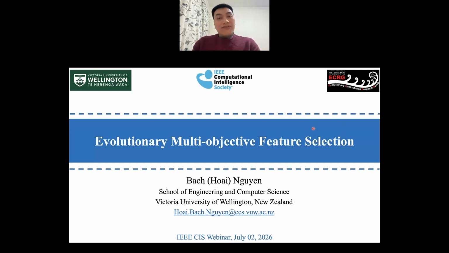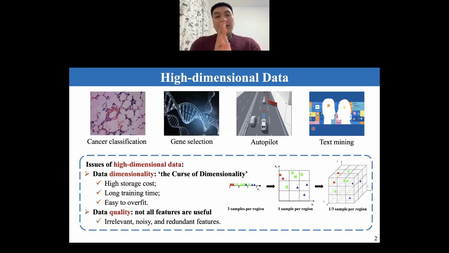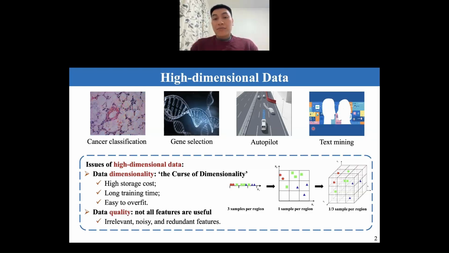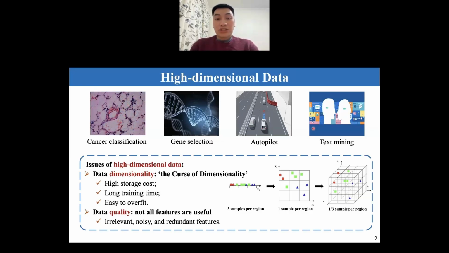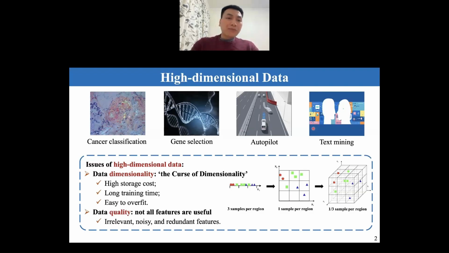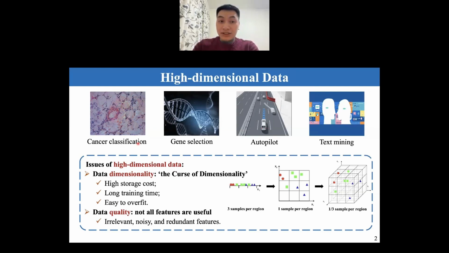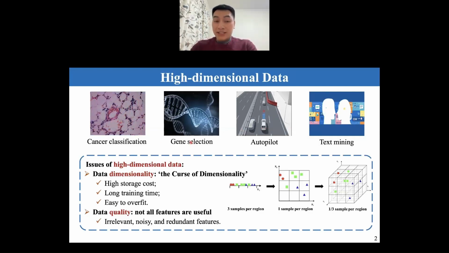Okay, so let's start from the motivation of feature selection. We are currently in the era of big data, right? With a lot of data, we have much information or characteristics, which I sometimes call features, that let us train a machine learning model. For example, we can train a classifier to classify whether a patient has cancer or not, based on the patient's gene expression.